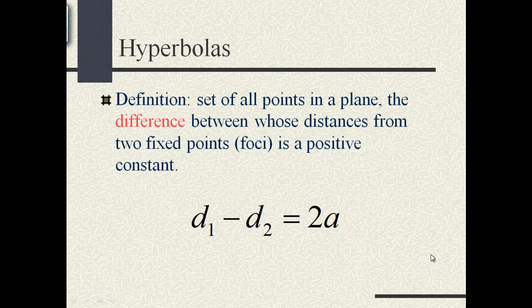The hyperbola definition is the set of all points in the plane such that the difference, the subtraction, between whose distances from two fixed points is a positive constant, 2a.